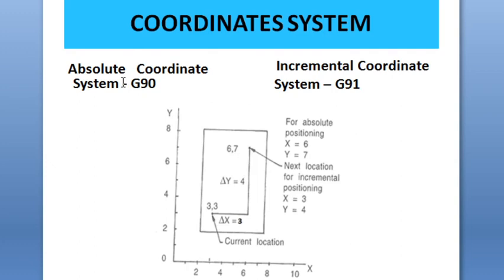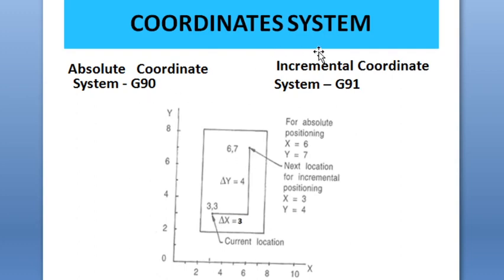In the absolute coordinate system, any point is defined with reference to the origin or zero point. The zero point is the lower left corner of the table. It's the zero point or origin. Any point is defined with respect to the origin 0, 0. The point P is defined as 3, 3. The point Q is defined with reference to the origin as 6, 7 in G90.